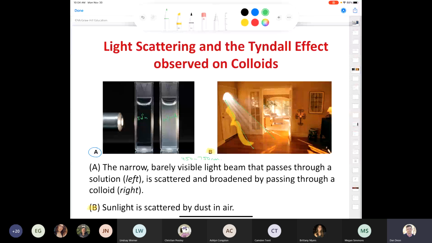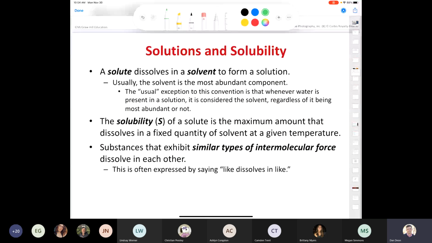Let's talk a little bit more about solutes and solvents for a second. A solute is what dissolves in a solvent to form a solution. Now, usually the solvent is the most abundant component in our solution. For example, if we go back to Kool-Aid, right? If you're making a pitcher of Kool-Aid, it's got a lot more water in it than it does Kool-Aid crystals, okay? Now, there is an exception to this. Again, normally we say that the solute is present in a smaller amount. An exception to this is that whenever water is present in a solution, it's always considered the solvent, regardless of it being more abundant or not.